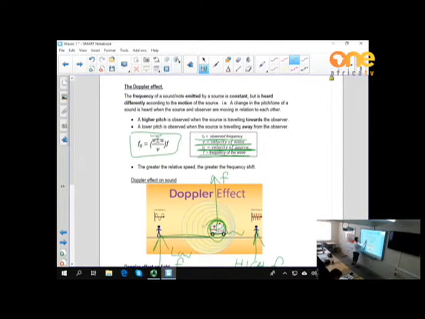Why plus or minus? Depending on whether it's approaching you or traveling away from you. If the object is approaching you, you will add over there. If the object is moving away from you, you will subtract the value. And then we can work out the observed frequency. Remember, we can make this one the subject of the formula. That one. How would we do that?